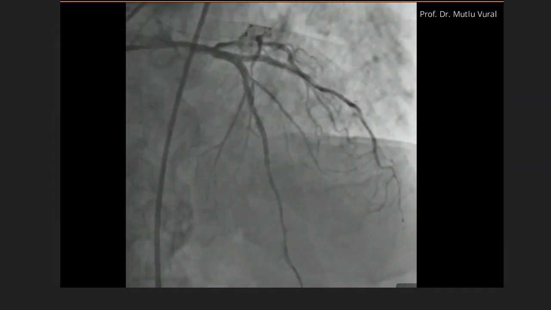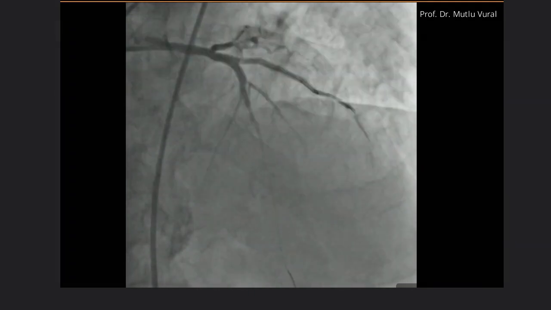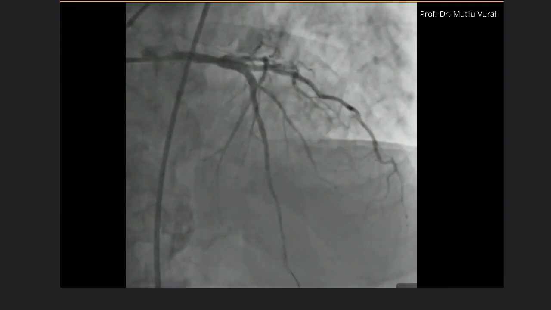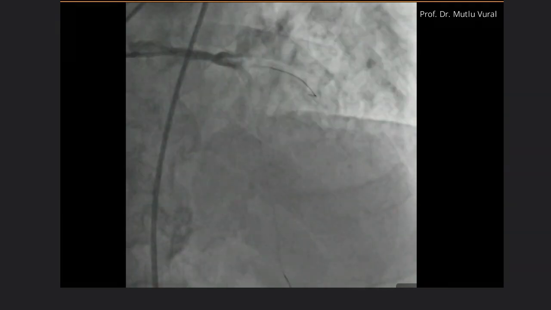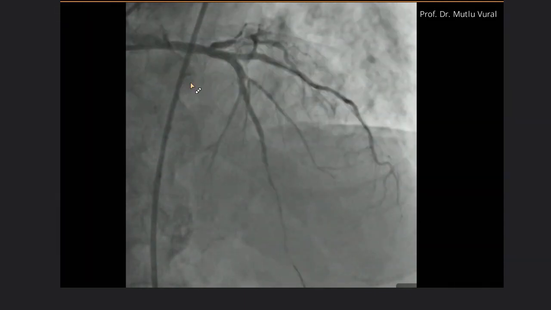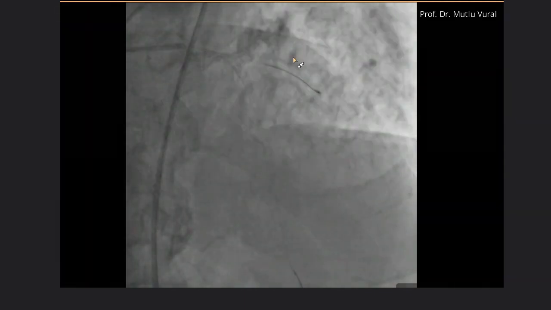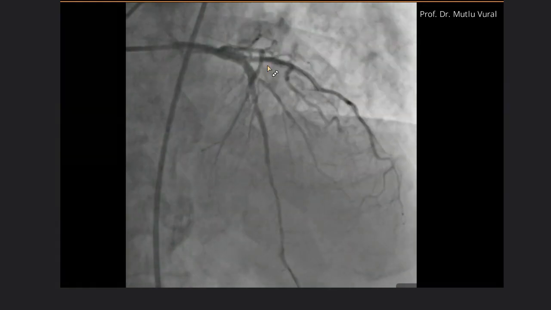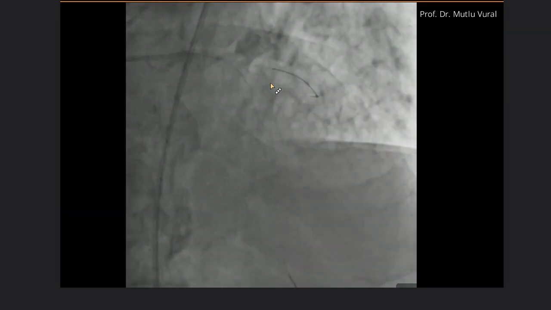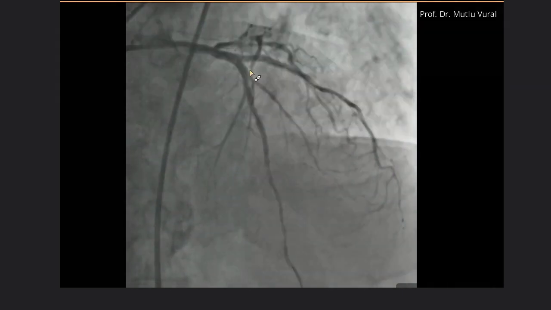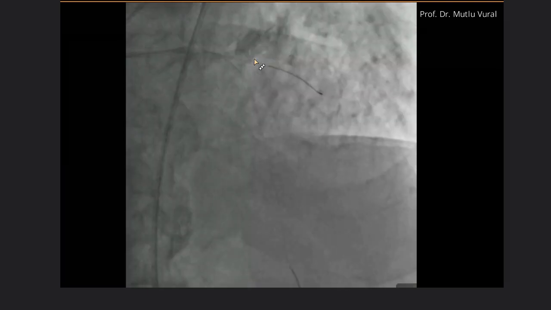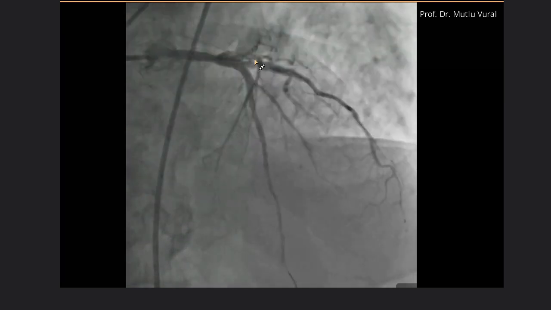and we can use CTO wires with microcatheters as a last resort, and in this case it was successful. Probably we made subintimal penetration in the ostial part, and then we were in the lumen after a short subintimal tracking.